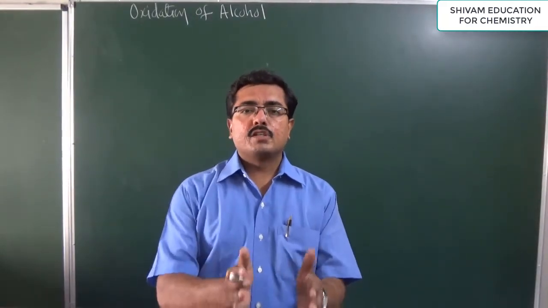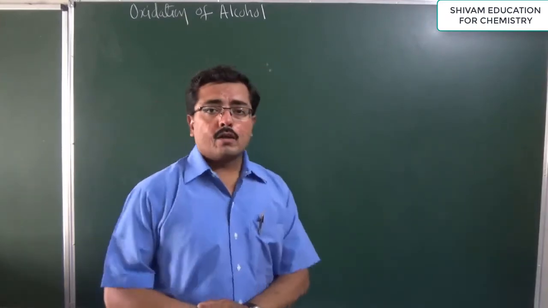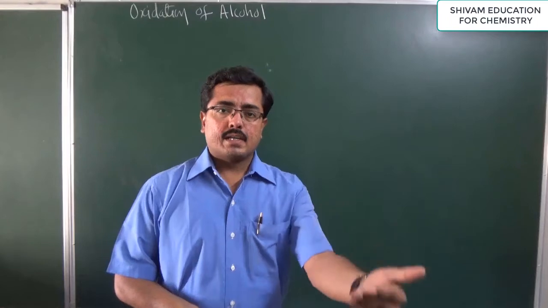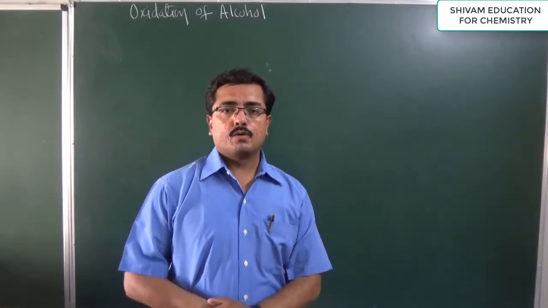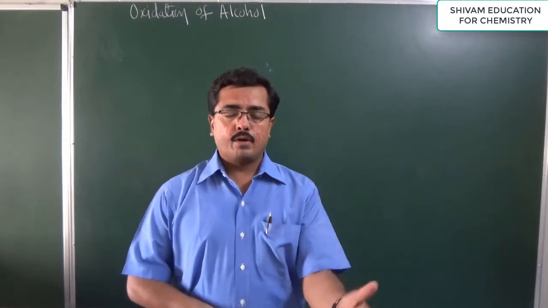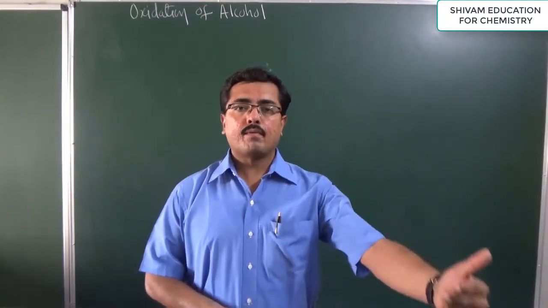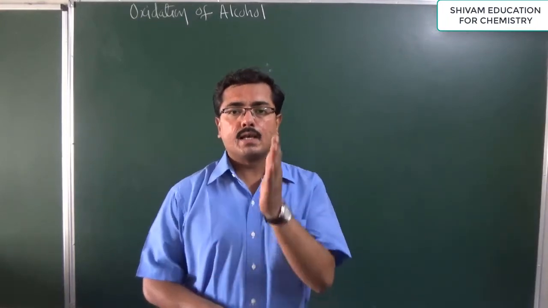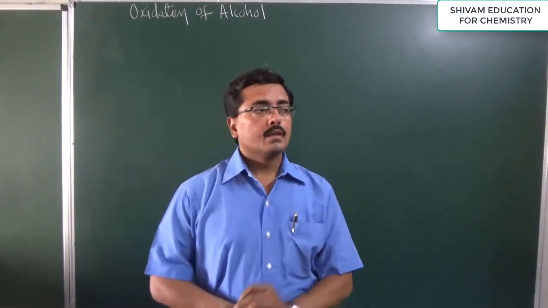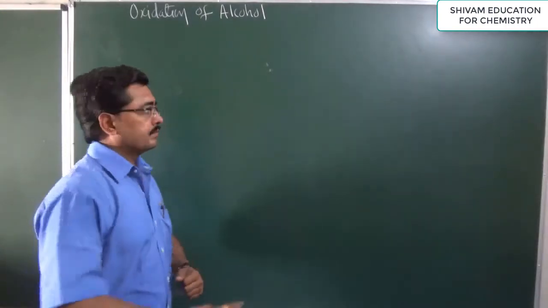Now in today's lecture we will discuss oxidation of alcohol. Alcohols are of three types: primary alcohol, secondary alcohol and tertiary alcohol. Oxidation of alcohol gives different products, and the product depends upon the type of oxidizing agent we use and the type of alcohol. For oxidation of alcohol we require an oxidizing agent.